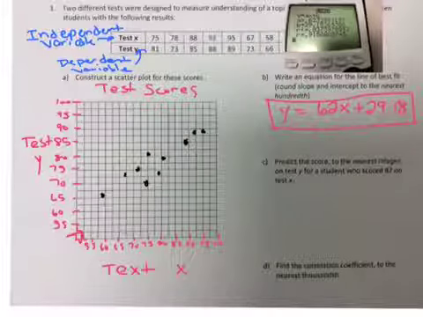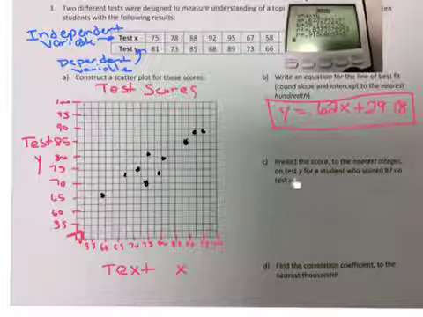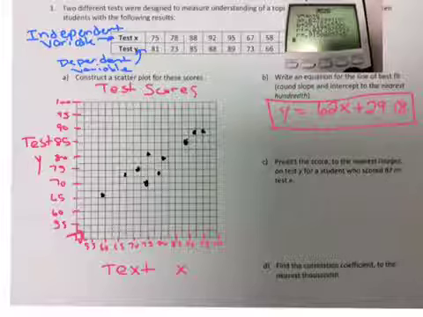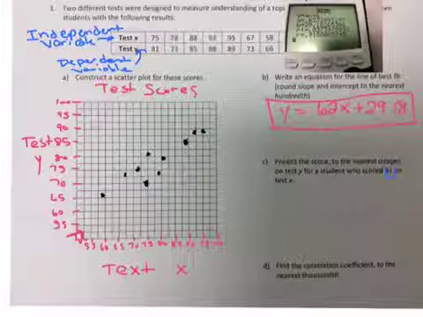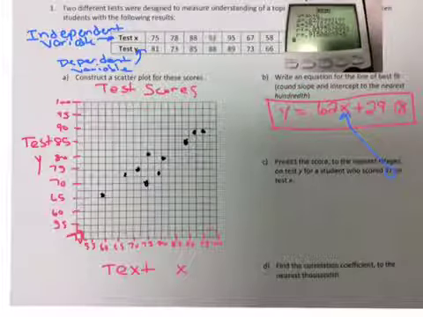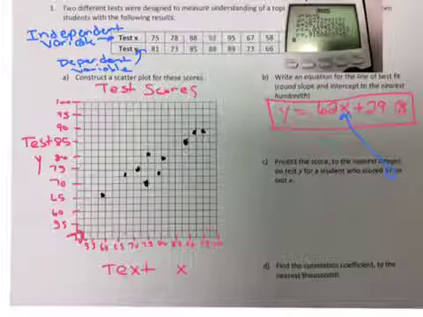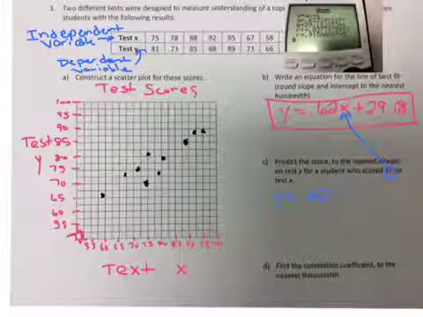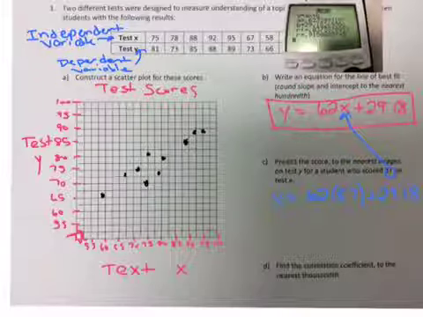Okay, part C says, to predict the score to the nearest integer on test Y for a student who scored an 87 on test X. All right, well, if we know that they scored an 87 on test X, what we could do is take this 87 and substitute it into the X in our linear equation. Okay, so we could have Y equals 0.62 times 87 plus 29.18.